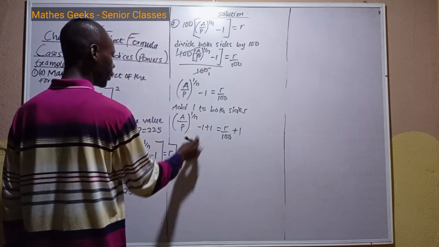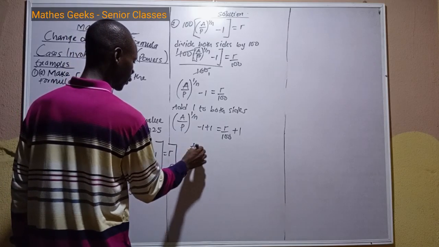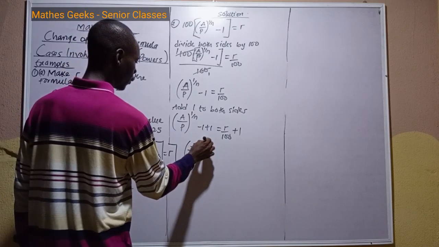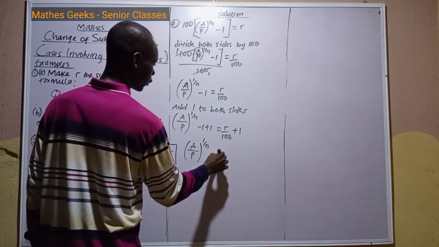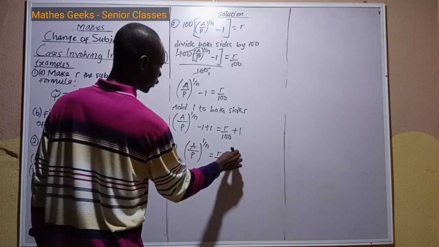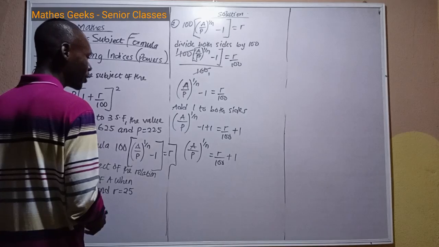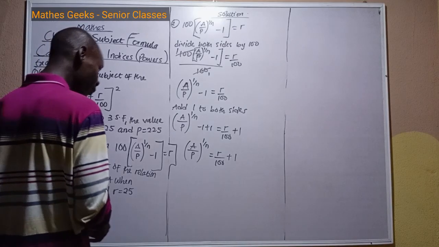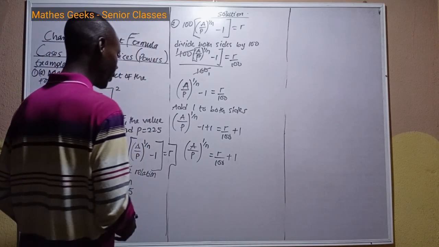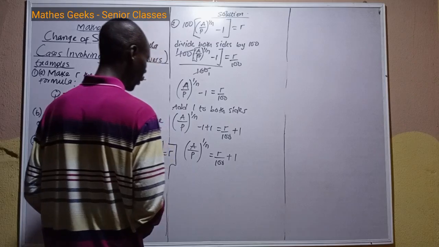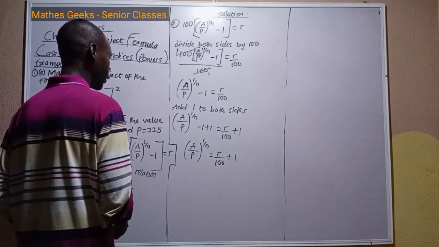So here will be 0. E over p, 1 over n is equal to r over 100 plus 1. Now, this is 1 over n, so we're going to take the nth power of both sides.